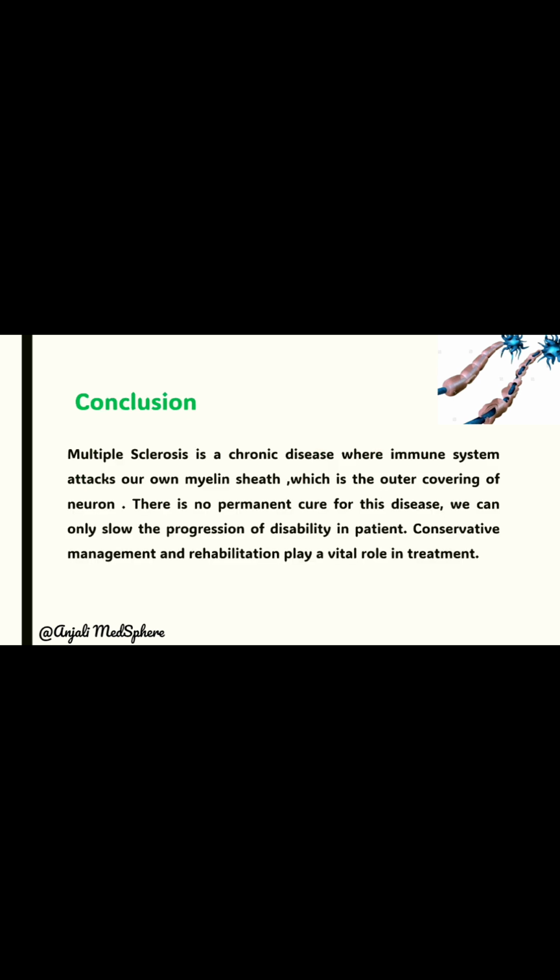So to conclude, multiple sclerosis is a chronic disease where our own immune system attacks our own myelin sheath, which is the outer covering of our neurons, very necessary for the transmission of impulses between the neurons and other parts of the body. There is no permanent cure for this disease. That is what we learned from here. We can only slow the progression, reduce the frequency of the attacks, and improve the quality of life of the patient. So we can conservatively manage the patient and rehabilitate the patient for a quality and productive life. That is the only thing we can do with this disease. So accept it and live with it.